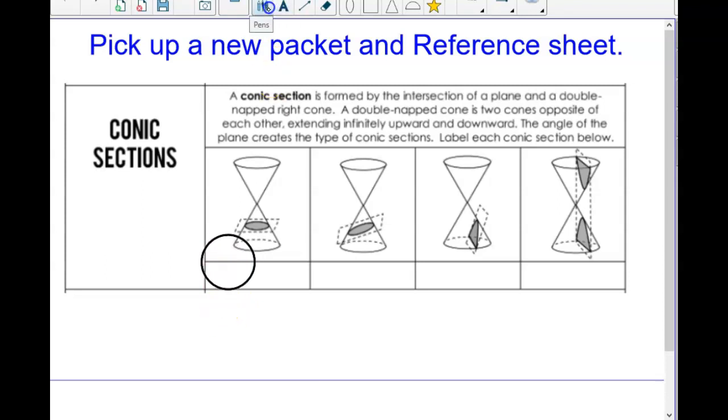Oh, we would be doing this if Hofbauer could write. Okay, there, it's a circle.